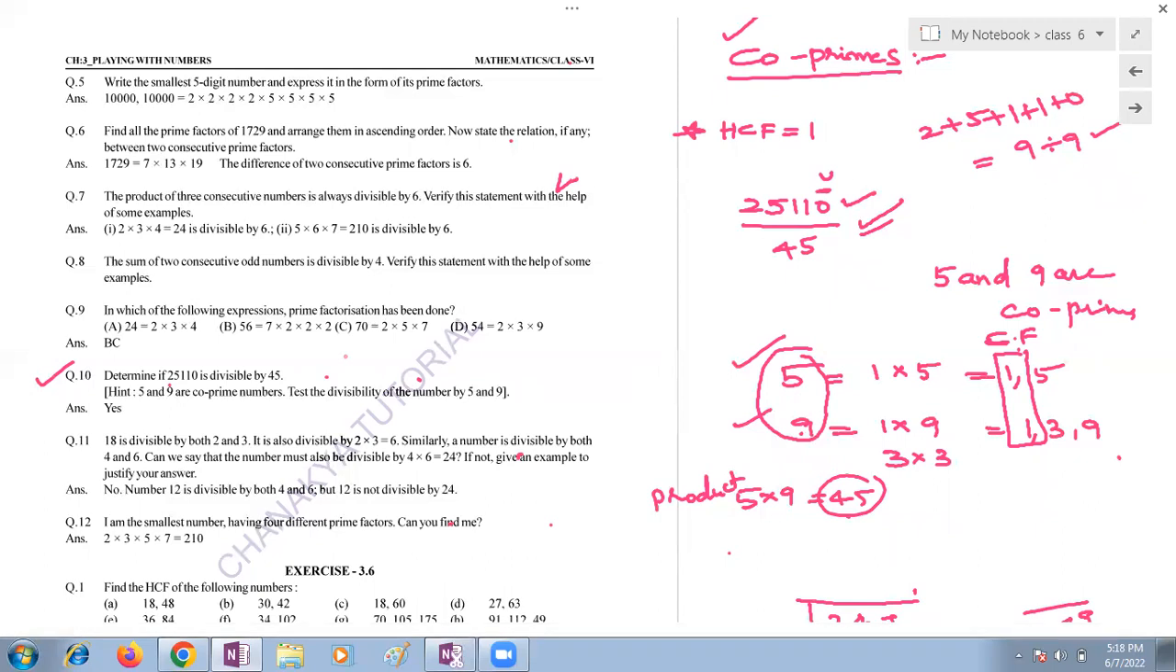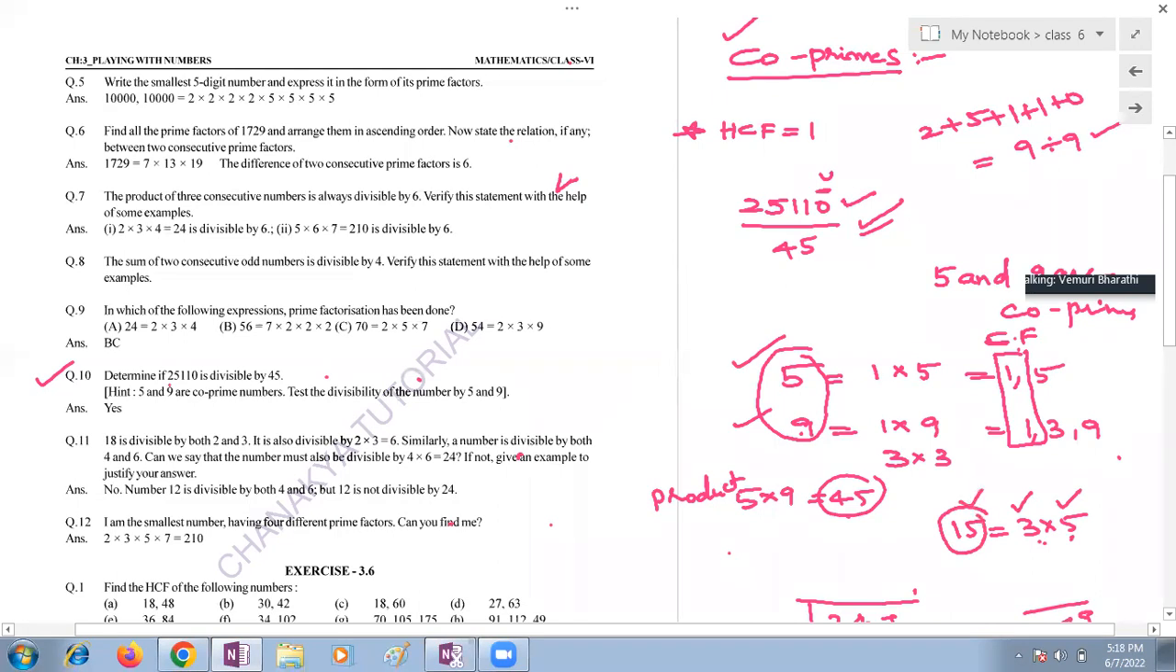Now you can build a 15 rule also. How can you build the 15 divisibility rule? 15 can be expressed as 3 into 5. 3 and 5 are co-prime numbers. If the 3 rule is true and the 5 rule is true, it is divisible by 15.